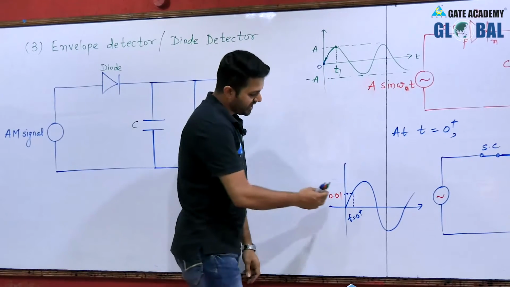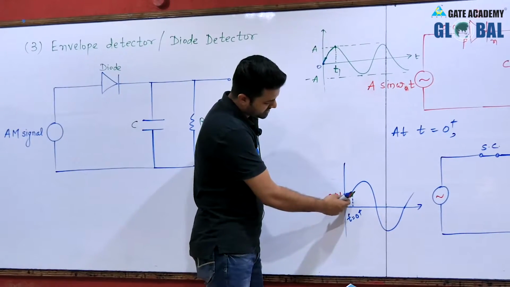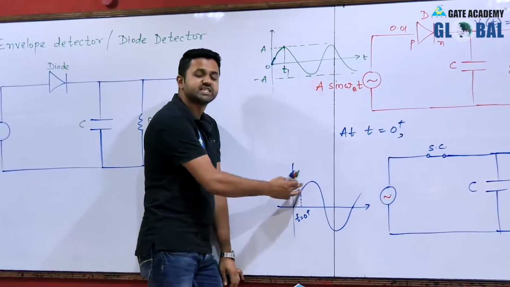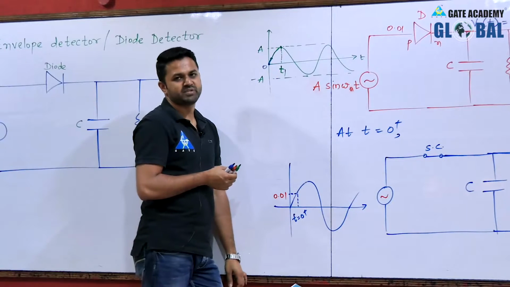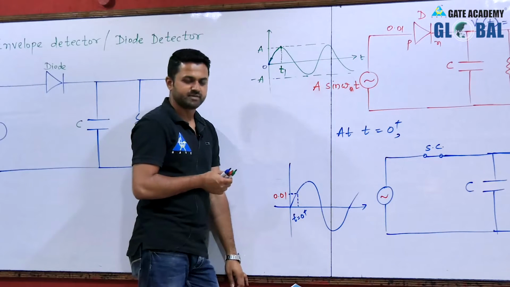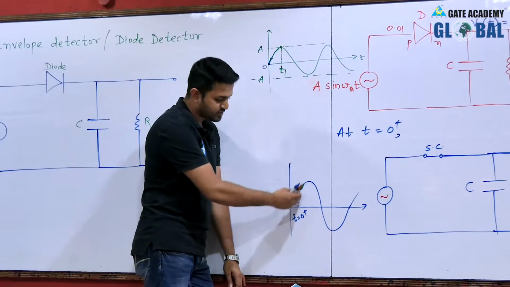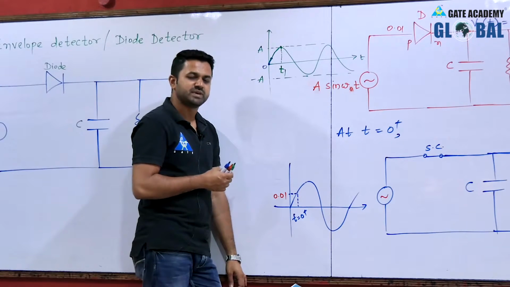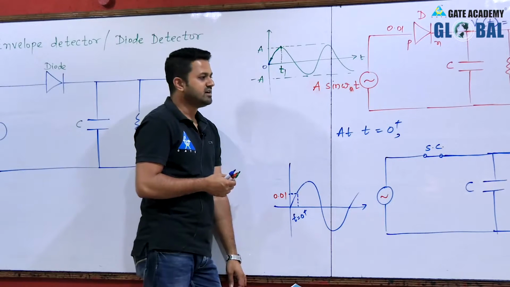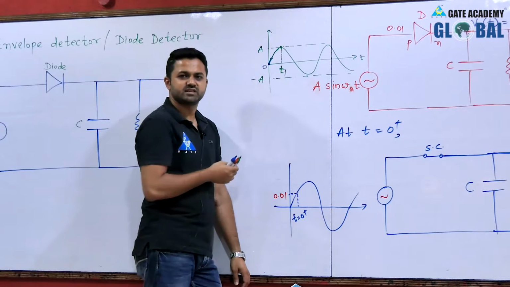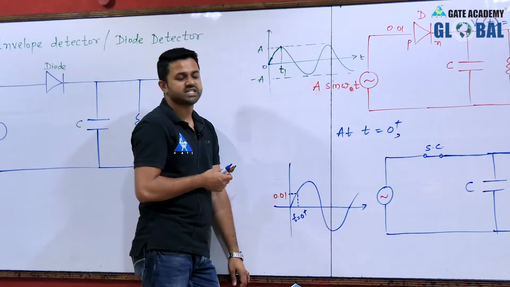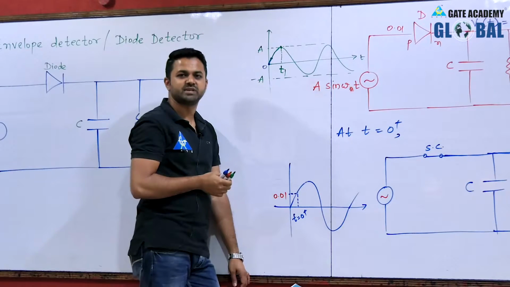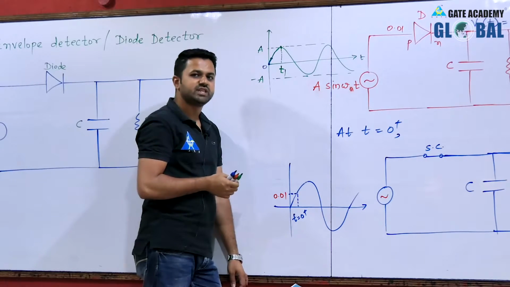value. So, when the input is starting from 0, it is reaching the maximum value. When it reaches the maximum value A, the capacitor is also charged to the value A, because in this duration the diode is forward biased, because the voltage across the P side is greater than the N side. So, the capacitor is charging up to the maximum value, and the maximum value of input is A. So, the capacitor is also charged to the value A.